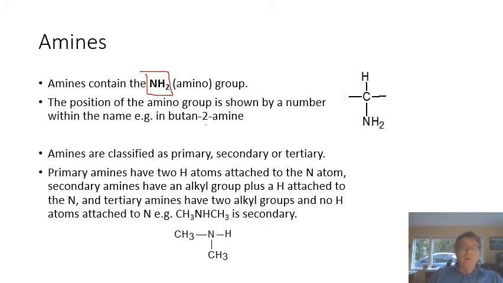Now, primary means a little bit different than it does with alcohols and haloalkanes. In this case, primary means how many hydrogens are attached to the nitrogen and not the carbon. So if it has 2 hydrogens attached to the nitrogen, it's primary. Use that symbol to mean that. If it's got only 1 hydrogen attached, it's secondary. And if it's got no hydrogens attached, it'll be tertiary.